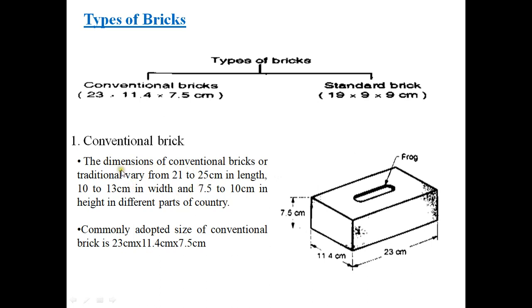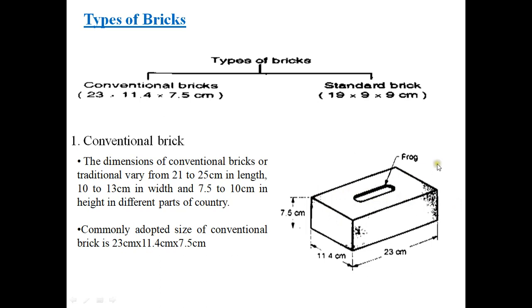The conventional brick size can vary within whatever they have given: 21 to 25 centimeter in length, 10 to 13 centimeter in width, and 7.5 to 10 centimeter in height, according to different parts of the country. Suppose in Maharashtra we are using 23 centimeter by 11.4 centimeter by 7.5 centimeter brick. If we move to Rajasthan, it may be 25 centimeter by 13 centimeter by 10 centimeter height. So size may vary according to the region of the country.